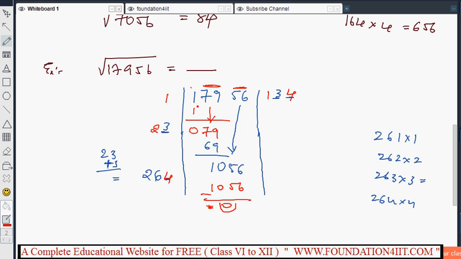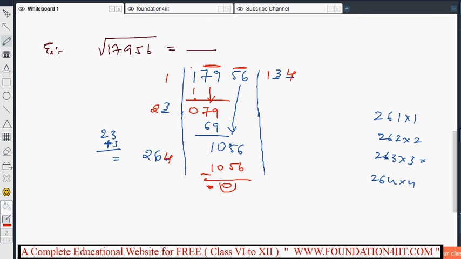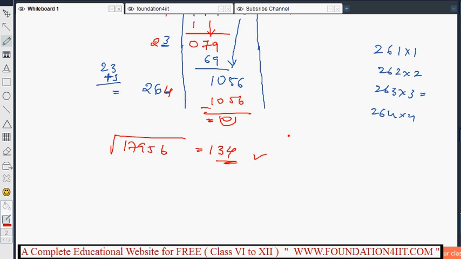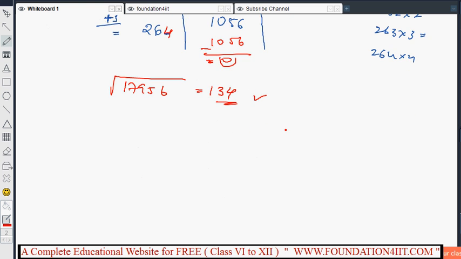Therefore the square root of 17,956 is equal to 134. So this is actually the division method we need to do for finding the square root. Using this division method, a few problems they'll also ask. I'll show you how the questions will come based on this division method.